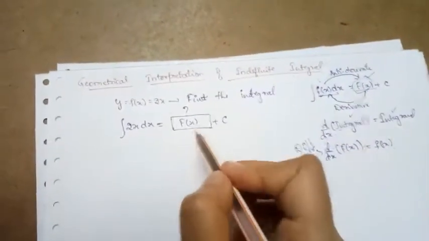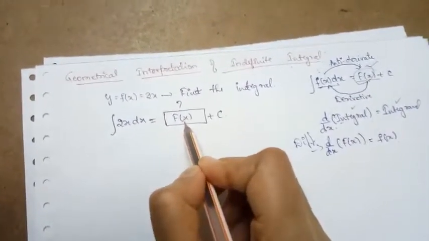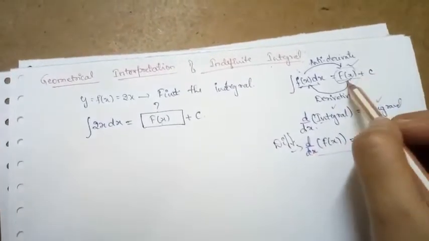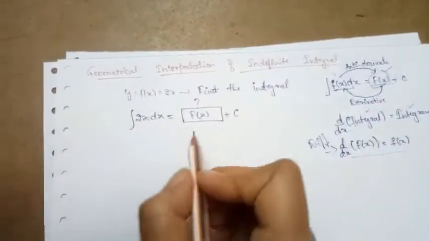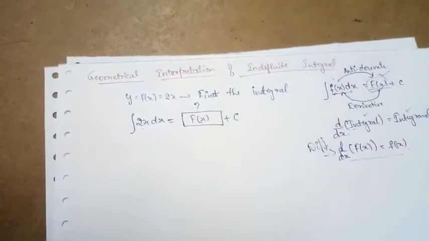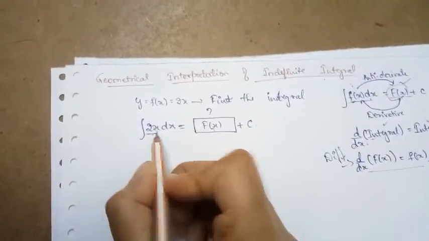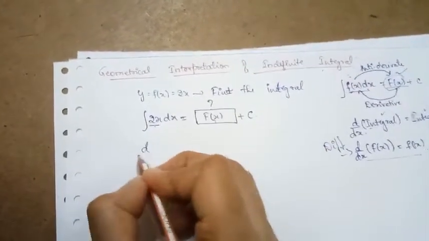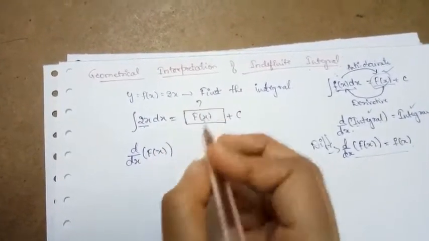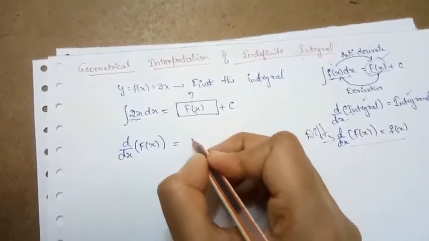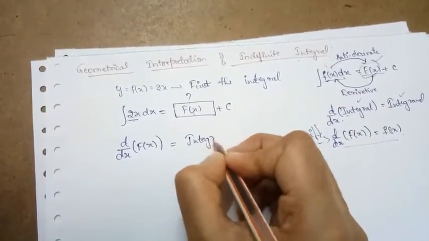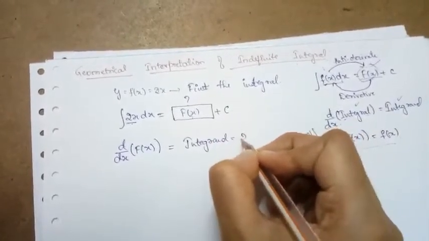Clearly, now I need to find this F(x). Through the general representation, the differentiation of F(x) gives small f(x). Here 2x is small f(x), and we need to find F(x). This is our integrand and this is our integral. The differentiation of F(x) gives us the integrand, which is equal to 2x.